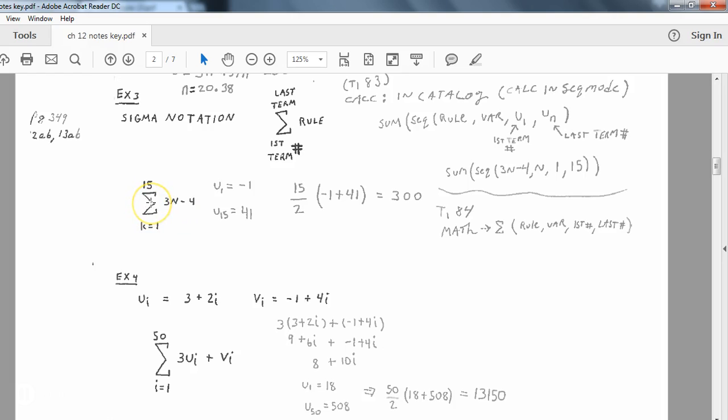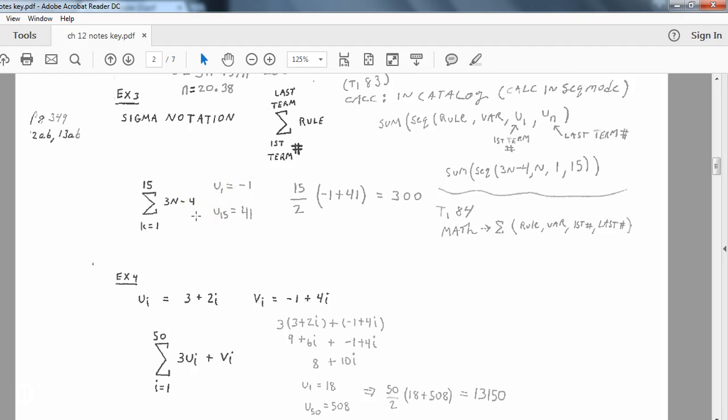What this means is I would be finding the sum of terms 1 through 15. So the sum of the first 15 terms. And this is the rule that I'm looking at right here. So if I ever wanted to know what those 15 terms are, I plug the numbers into the rule to get them. So if I wanted to know the first term in the sequence, I plug in a 1 right here. So 3 times 1 minus 4 would give me the first term in the sequence.